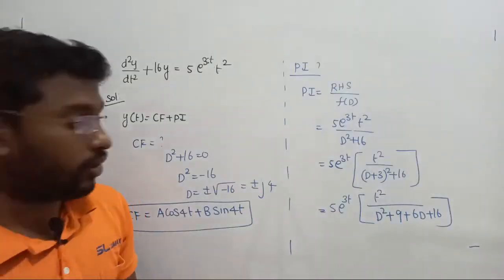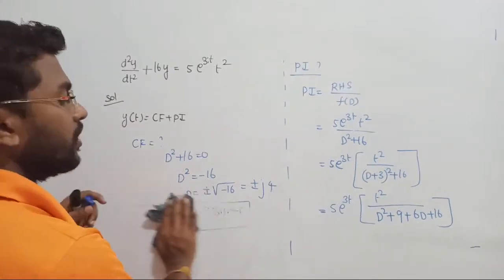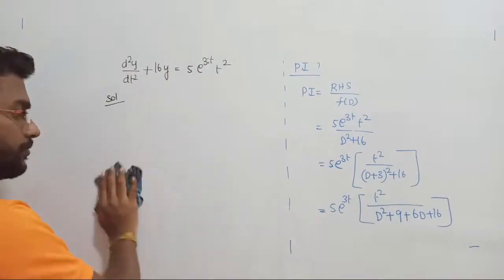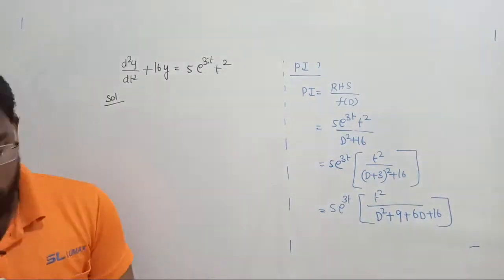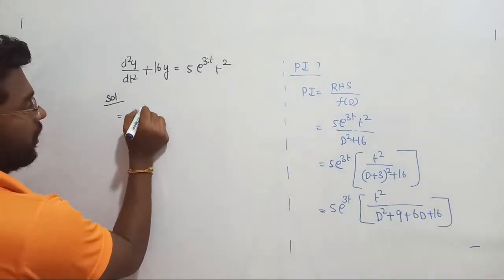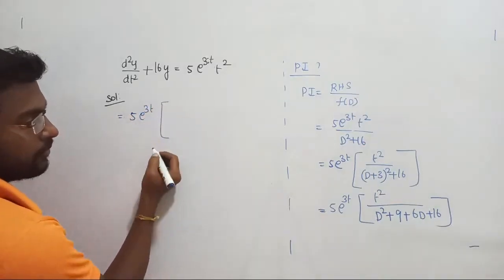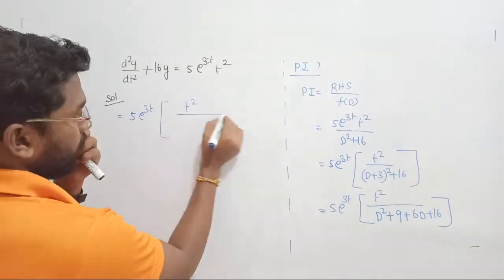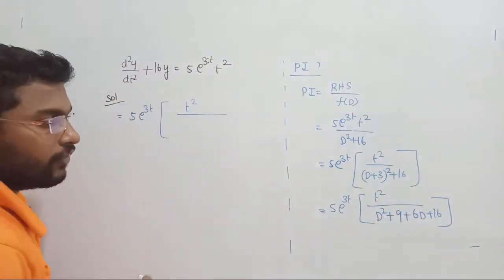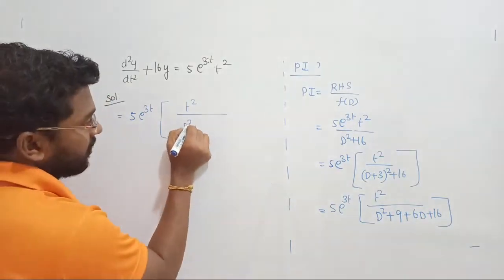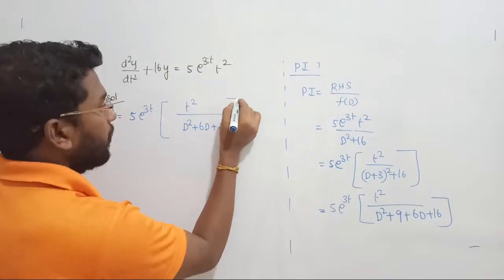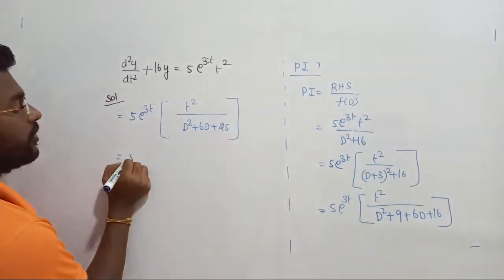Anyway, we know how to write the complementary functions, right? Keep that in mind. We will write the answer for that at last. Reduce it. What will come on reducing? That is going to be 5 e power 3t, in bracket t square, and in the denominator, 9 plus 16 will become 25, right? So that can be written as d square plus 6d plus 25. Happy, but the problem is we should reduce the function further.